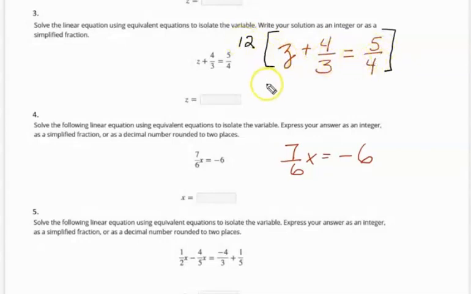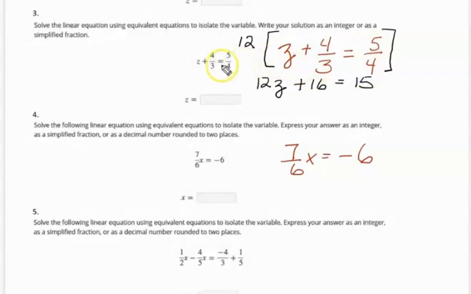So here, this just becomes 12z. But now, when you multiply 12 times this term, you can cancel out the 3. So 3 goes into 3 once. 3 goes into 12 4 times. 4 times 4 now will give you a 16. Now 4 will go into 12 3 times. 3 times 5 is 15.